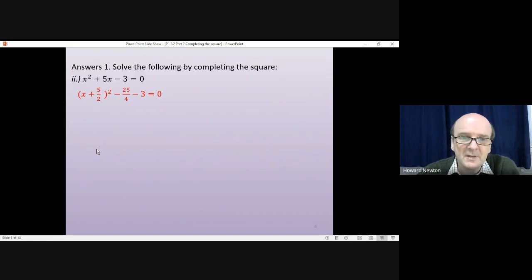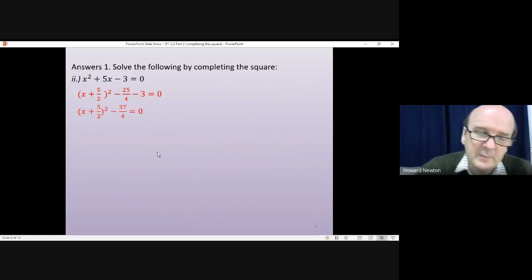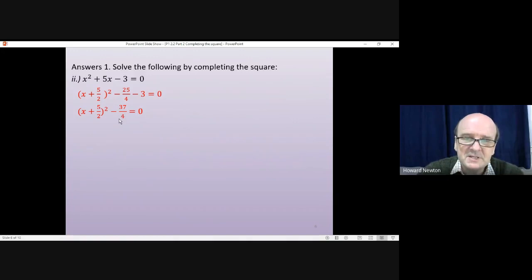Those things are both fine. But it'll also give me 5 over 2 squared, which is 25 over 4. So I have to take that away because I don't want it. What I do want is minus 3, so I have to write that down. Adding those together, a little bit of fraction work gives you minus 37 over 4. Then it swaps sides. That gives you plus 37 over 4.